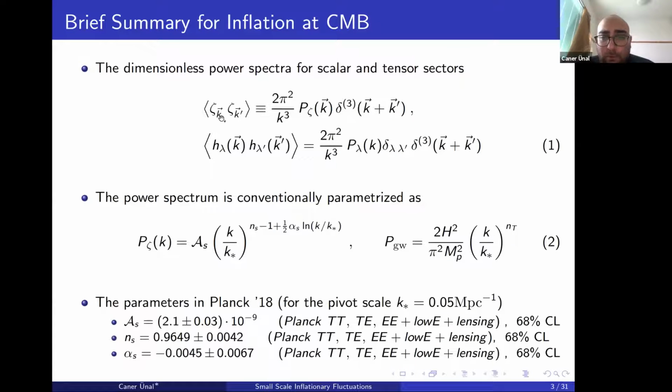So what people do is the following. You have two quantized fields, you treat these, and you end up with some power spectrum or propagator, which is parameterized in this fashion, with some amplitude and some pivot scale. How does this scale? How does it vary? That is the running of this parameter, and it's interesting.